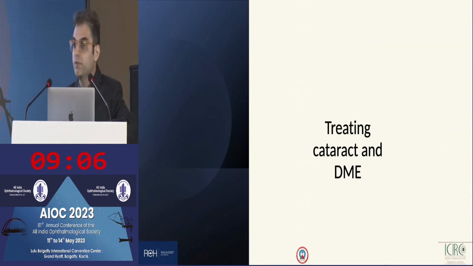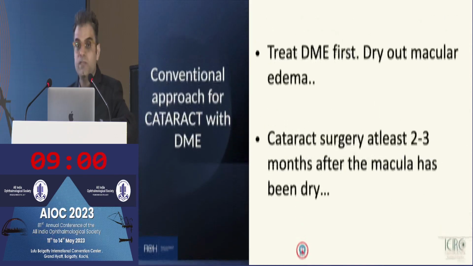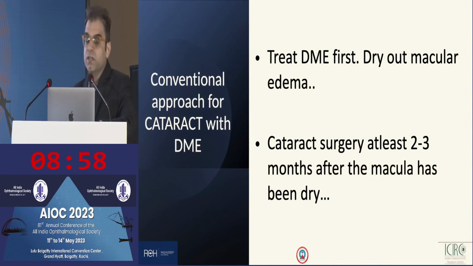We are not going much into the theory of treating cataract and diabetic macular edema together. There are two basic approaches. The first approach is to dry out the macula. When there is a macular edema, we usually want to dry out the macula. We want to inject something, make sure that the macula is completely okay and the patient is free of diabetic macular edema, and then go ahead with the cataract surgery to give optimum results. So this is one of the approaches.